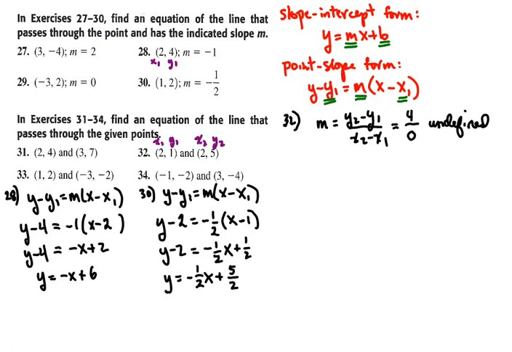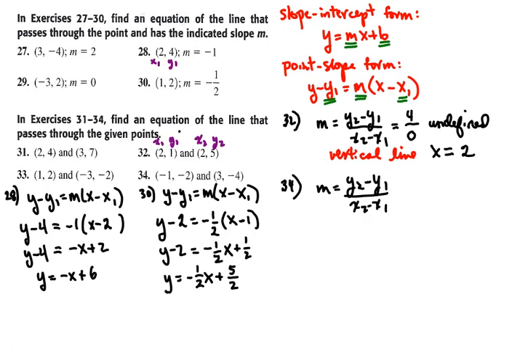And a 0 in a denominator makes that slope undefined, which tells us that it has to be a vertical line. Recall, the equation of a vertical line has the form x equals, and notice both of the x coordinates are the same, it's 2. So this line has the equation x equals 2.